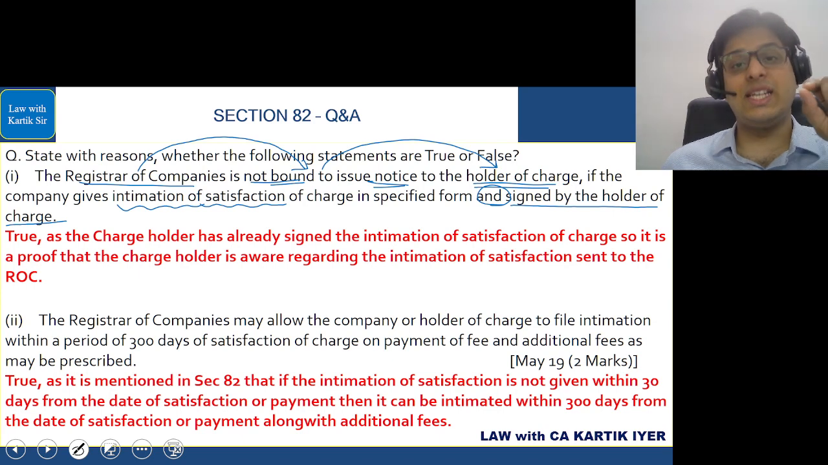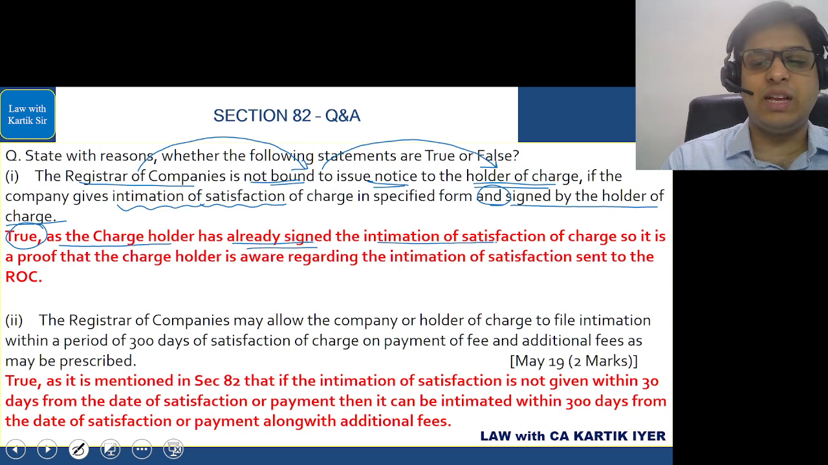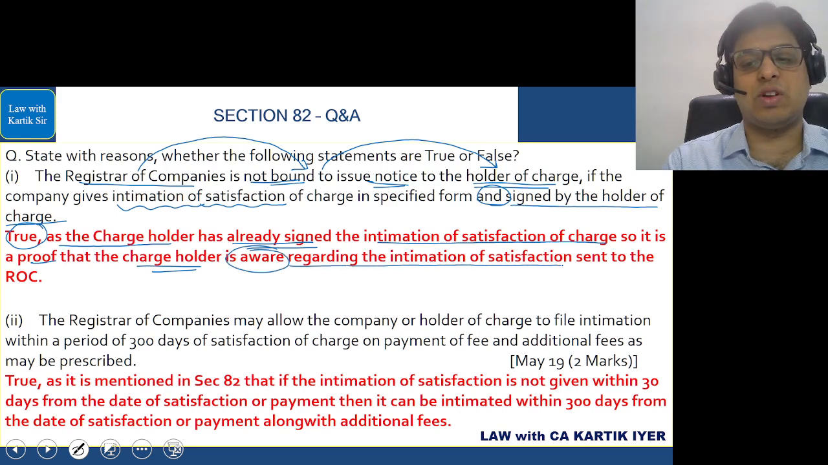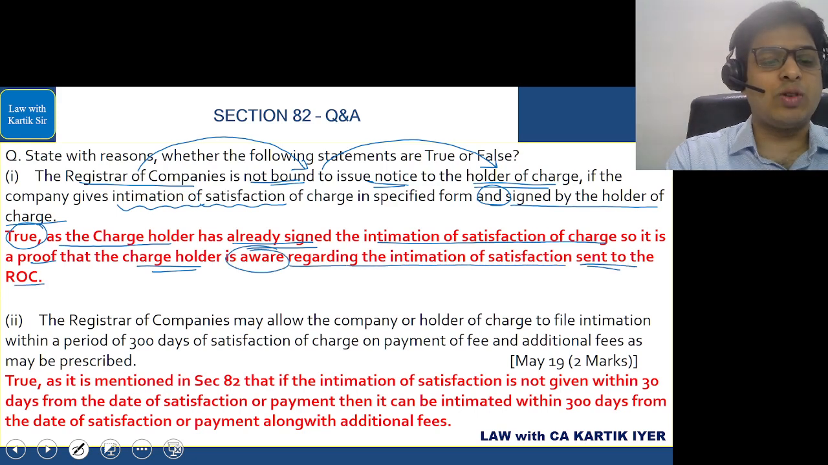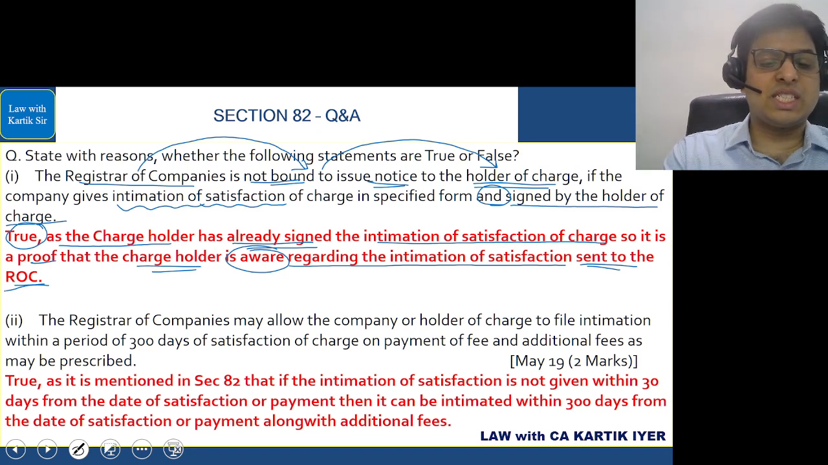Are they correct? The answer is yes, true. As the charge holder has already signed the intimation of satisfaction of charge, it is proof that the charge holder is aware of the intimation of satisfaction sent to the ROC. Comfortable?